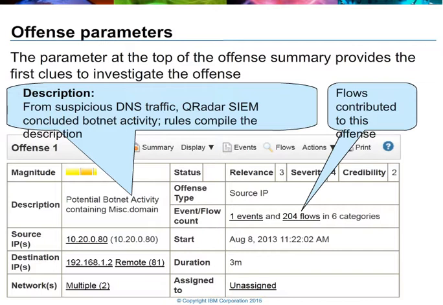We can see in this case, we have a flow that deals with traffic that's going from one single IP address inside the environment to multiple IP addresses, one internal and then the rest external. We also see in this particular case, there's about 204 flows and one event that are part of this overall offense.